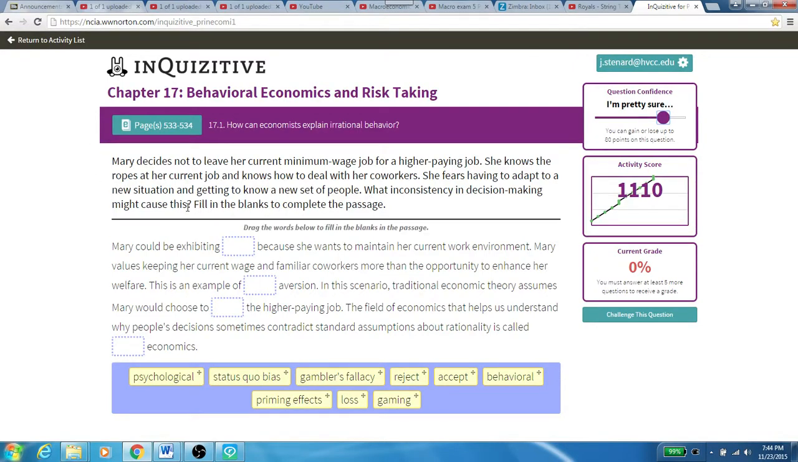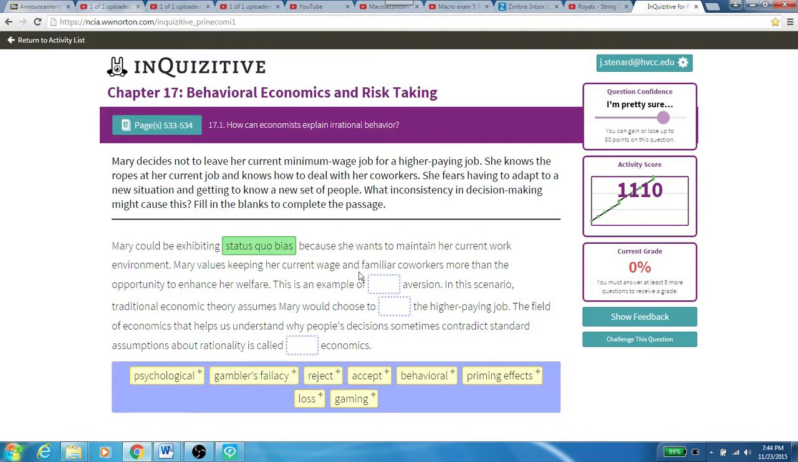She knows the ropes at her current job, knows how to deal with her coworkers. She fears having to adapt to a new situation and to know a new set of people. What inconsistency in decision making might cause this? Mary could be exhibiting loss of, no, let me see. Status quo bias because she wants to maintain her current work environment. That's good to go.